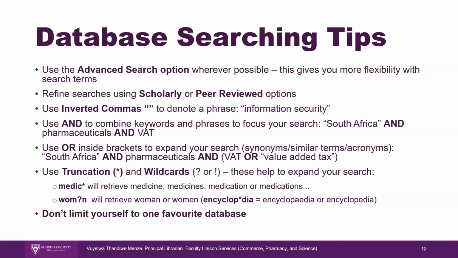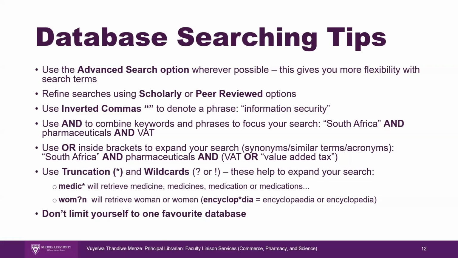This is just a tip on how one would conduct searches on traditional databases. Basically, you would want to use the advanced search option at your postgraduate level, but I will take you through the various options. You will then want to refine your searches using scholarly or peer-reviewed options. You will have to use inverted commas to denote a phrase. You will use Boolean operators: and, or, not. And then you will also have to use truncation or wildcards.